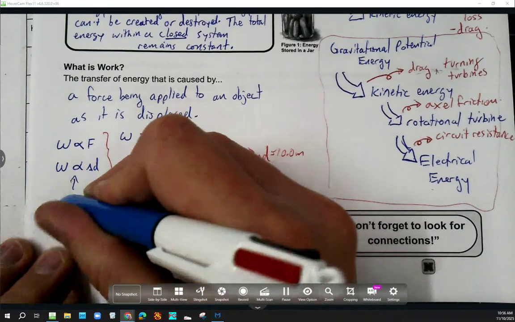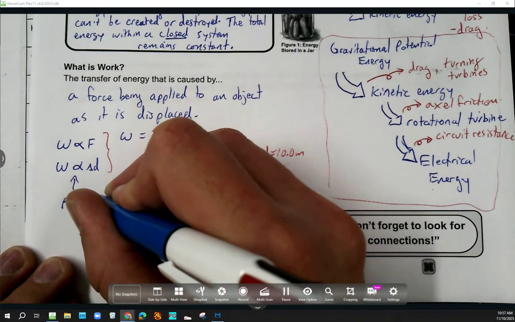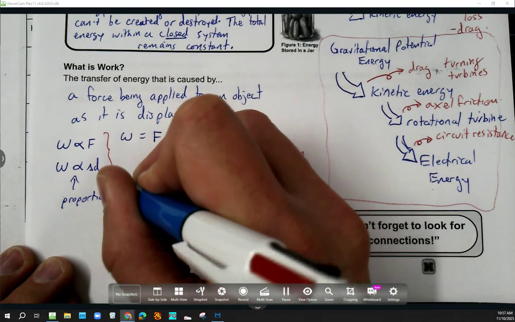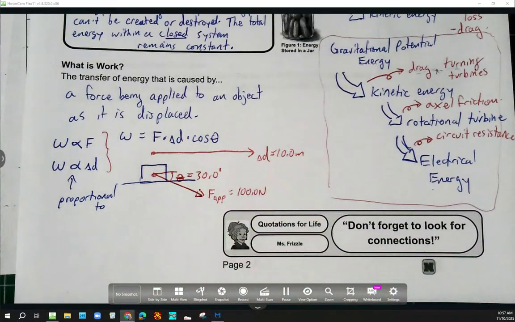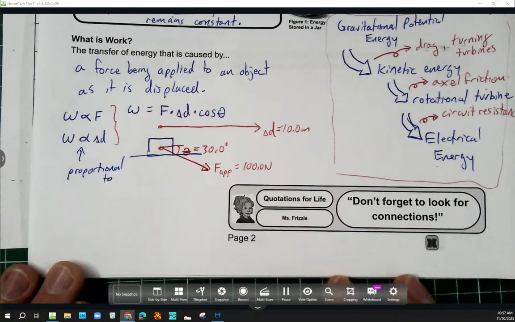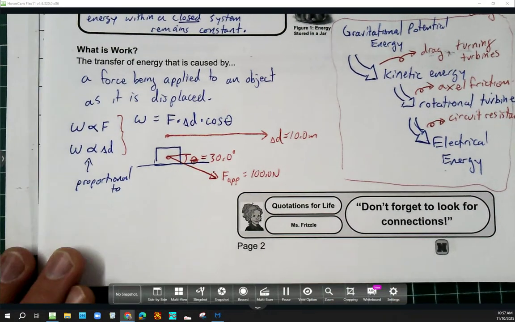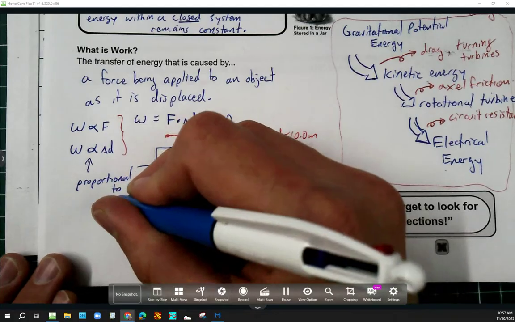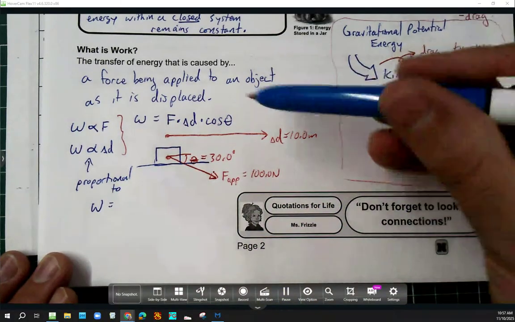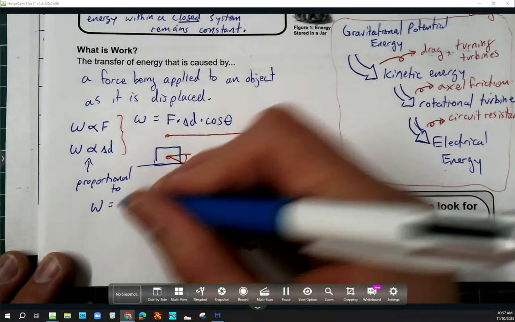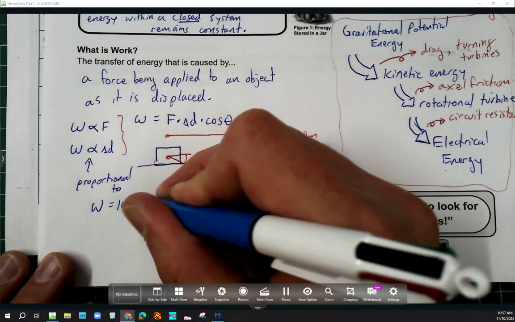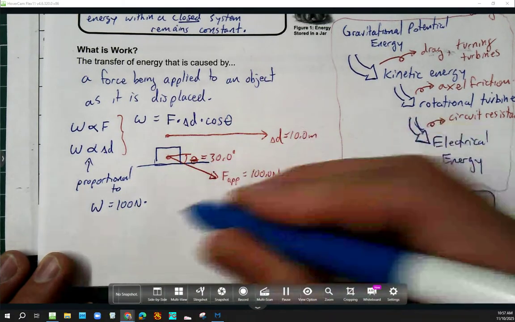Say this again, proportional to. Right, so that Greek letter alpha means proportional to. If I wanted to figure out how much work we did here, we'd say, okay, well that means that work is equal to force times displacement times cosine theta. I've written my formula here. I'll sub it in. F applied was 100 newtons. Displacement was 10 meters.